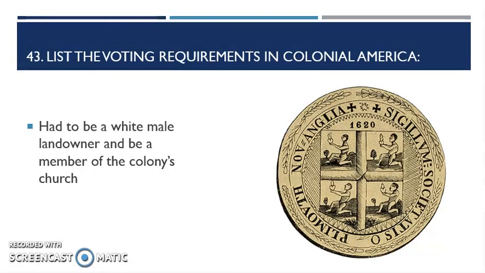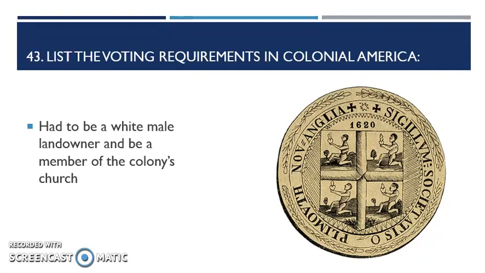So question 43 is, list the voting requirements in colonial America. Pretty much you had to be a white guy, so you're a white male landowner, and you had to be a member of the colony's church. So they really had a lot of theocracies. So when you think of the Pilgrims and you think of the Puritans, you had to be members of their church in order to vote on any issues. And if you weren't a member of the church, you weren't able to vote.